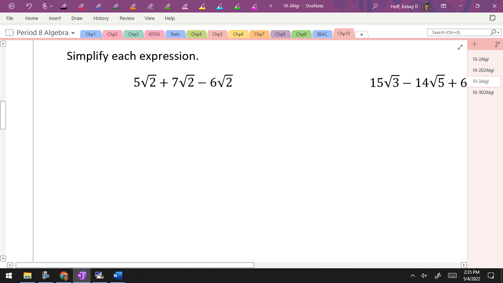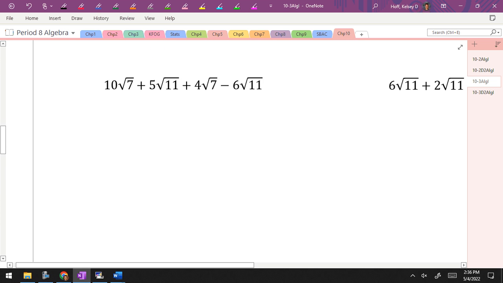Simplify each expression. 5 square root 2 plus 7 square root 2 minus 6 square root 2. 6? Yeah, 6 square root 2. They all have square root 2. 5 and 7 I can't do to save my life. So I went 5 and negative 6 is negative 1. And 7 would be 6 square root 2.